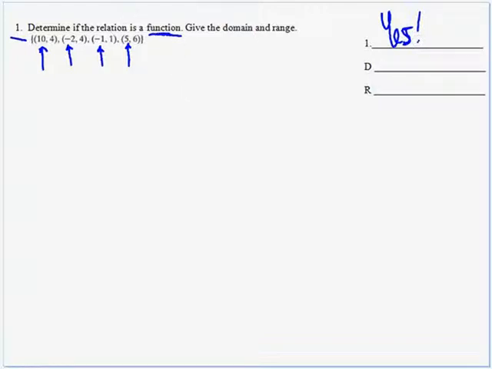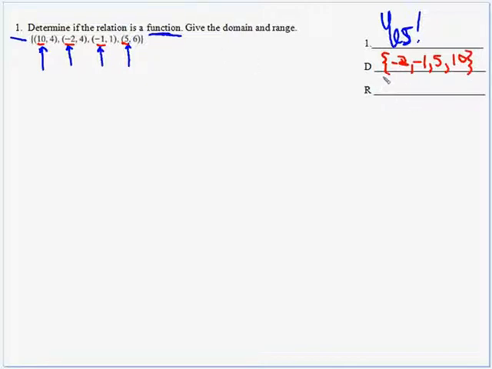The domain. The domain is, of course, all our x values. So I'll do a little bracket here, and then we'll put them in there. I like to put them in ascending order. -2, -1, 5, 10. That is a 2, trust me. Okay, and then the range.